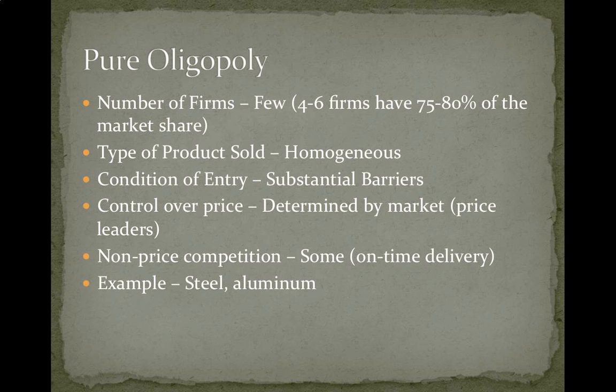The type of product sold in a pure oligopoly is homogeneous. So when you look at steel, it doesn't matter what company you buy it from, it's exactly the same. And the same is true with aluminum. They have a homogeneous product, they are exactly the same. In a pure oligopoly and a differentiated oligopoly, the conditions of entering these particular markets are very difficult. So there are substantial barriers to entry, but there are some barriers to exit too.